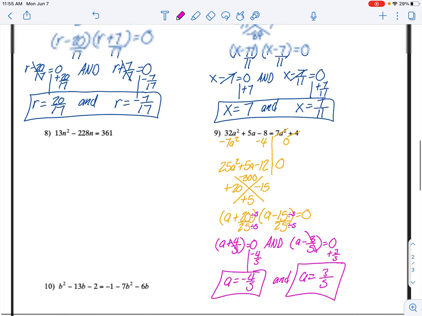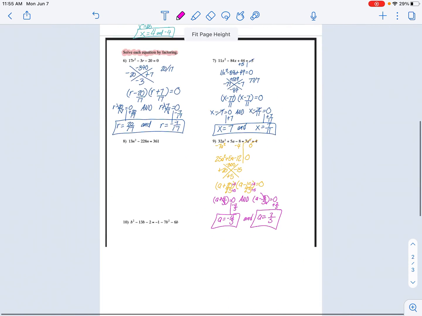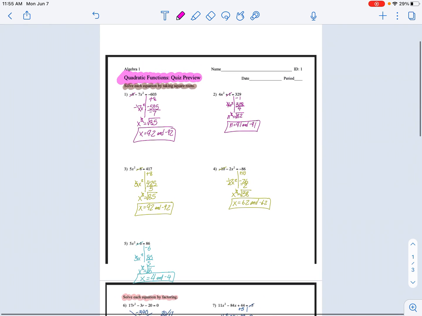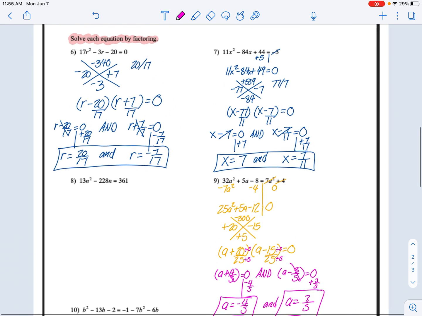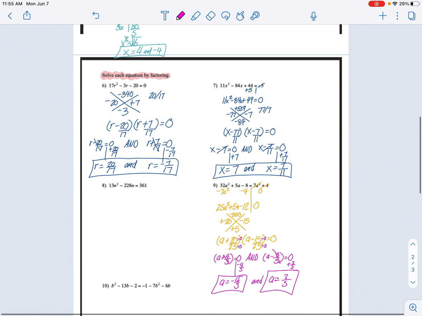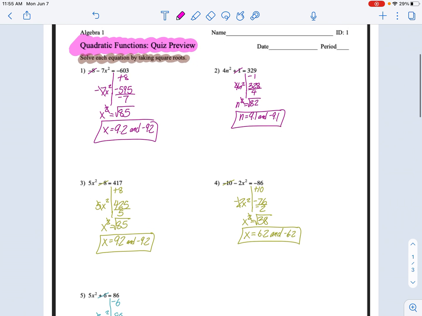And there you go. Look at that. So that right there, everybody, is our quiz preview. Those are the important ones that we're going to cover. So make sure that you guys got this down. All right. Good luck on your last quiz.